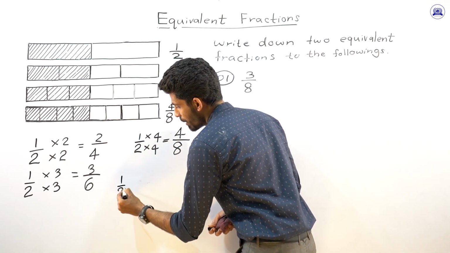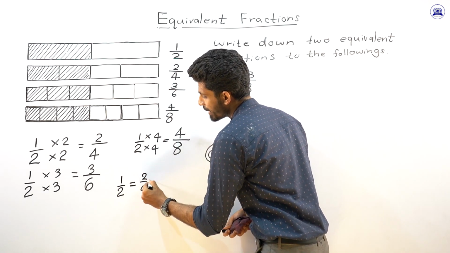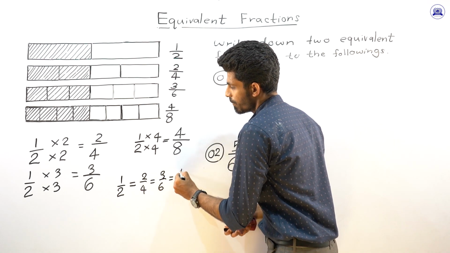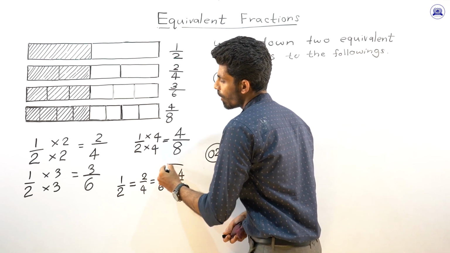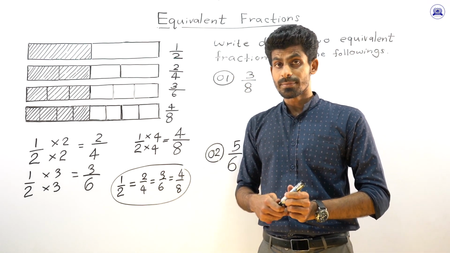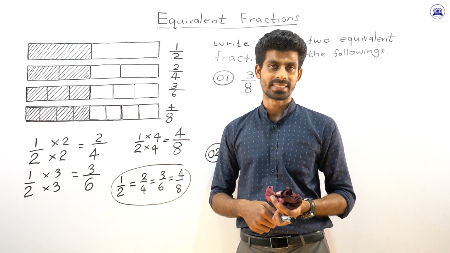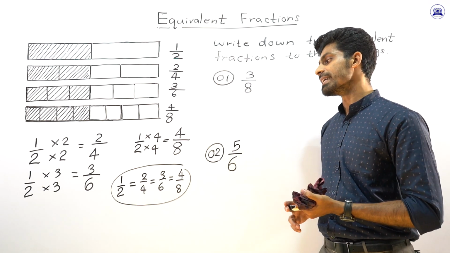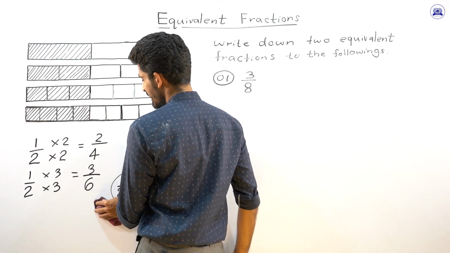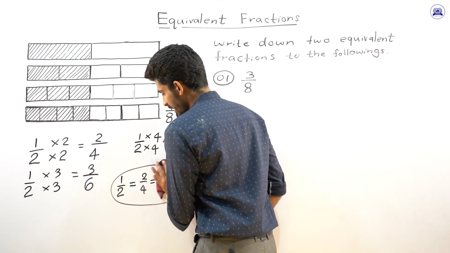So I can write 1 over 2 equals 2 over 4 equals 3 over 6 equals 4 over 8. All those fractions are equal fractions, so we can call them equivalent fractions. I think that part is very clear for you.